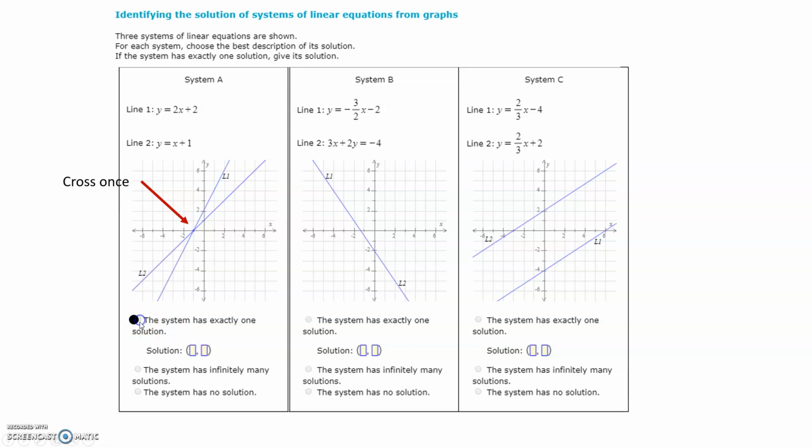So this first one, it crosses exactly once. That means it has exactly one solution. And the solution will just be wherever they cross. So they cross at -1, 0. Simple enough.